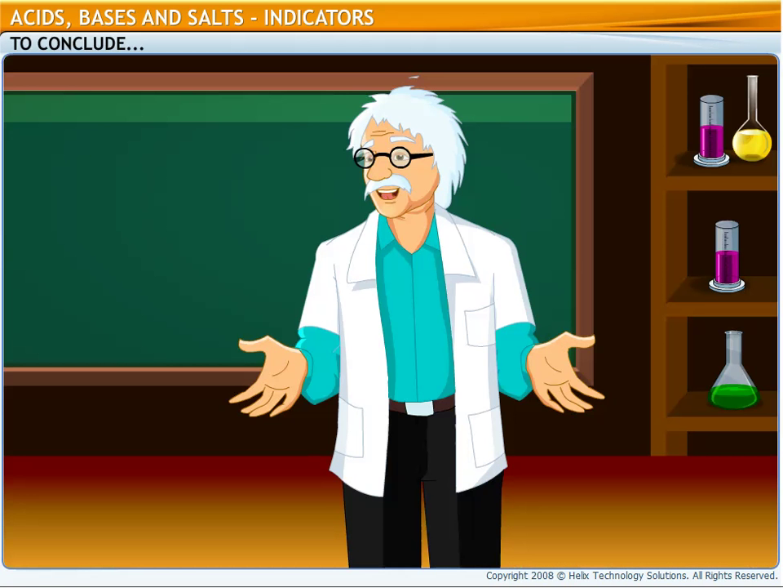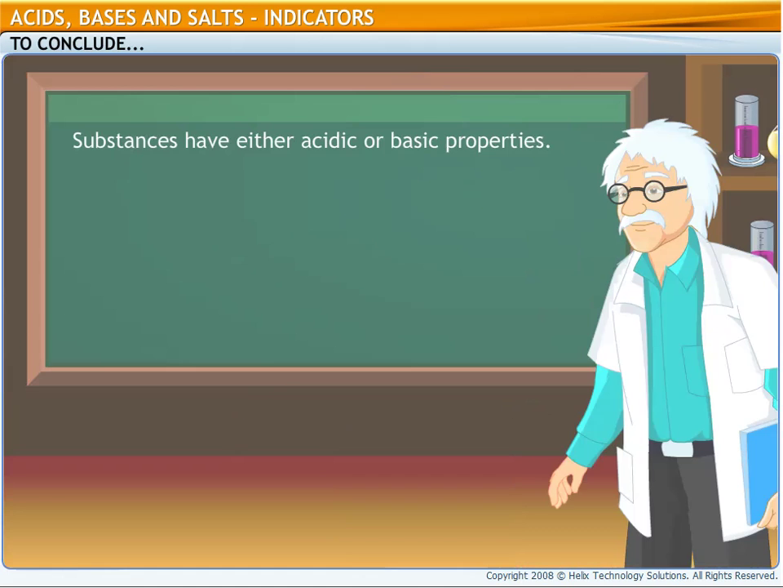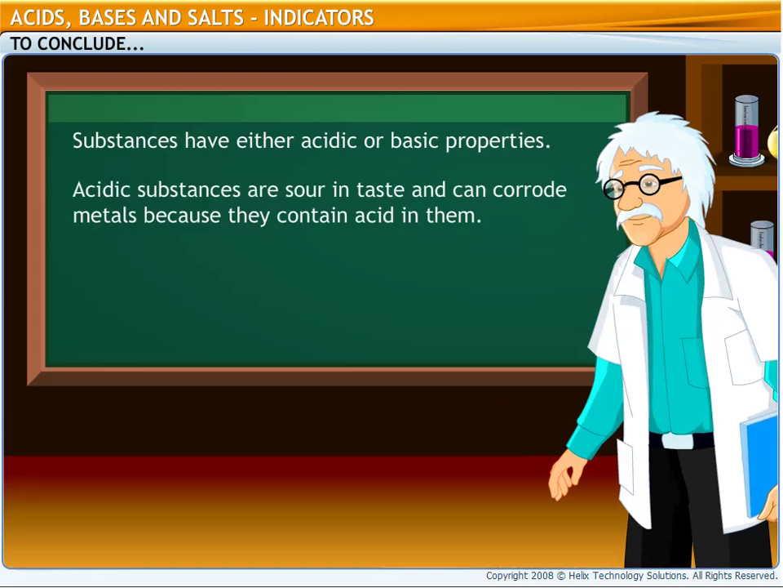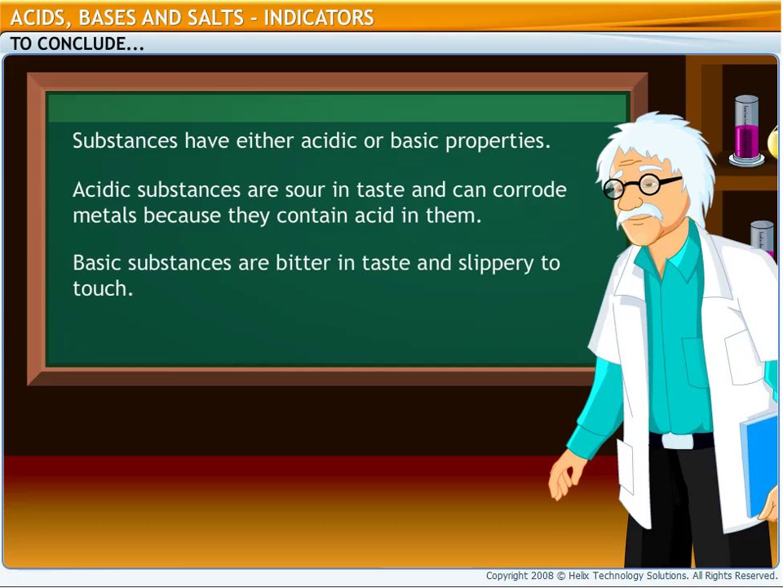Let's recap what we learnt out there in the park. Many substances we encounter have either acidic or basic properties. Acidic substances are sour in taste. In fact, the word acid comes from the Latin word acer, which means sour. Basic substances are bitter in taste and slippery to touch.